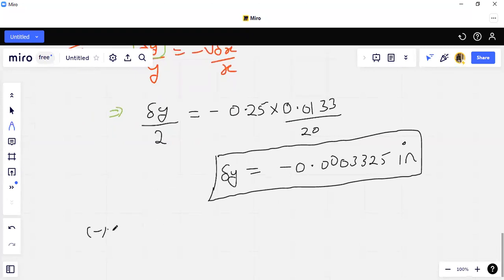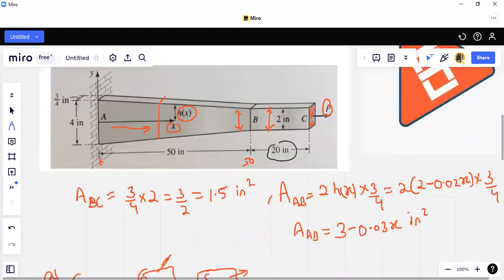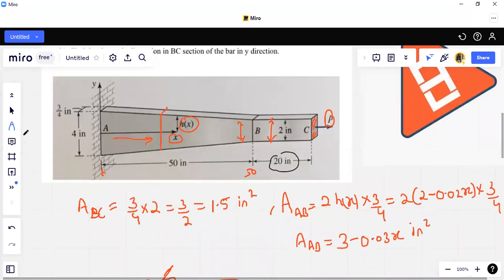Now the point is, why negative sign? What does the negative sign indicate? Negative sign indicates the decrease in the length in y direction. Okay, decrease in the length in y direction. So when applying this load P here, this BC length in x direction gets elongated, but in y direction this BC will contract. Okay, this BC will contract.